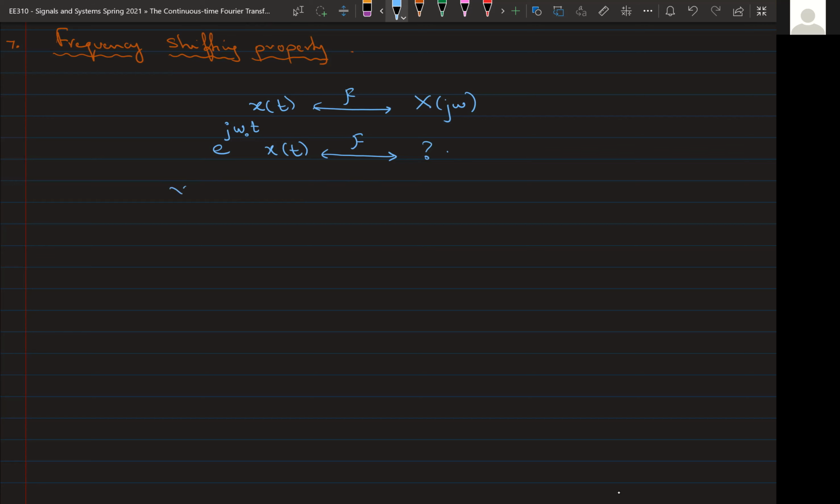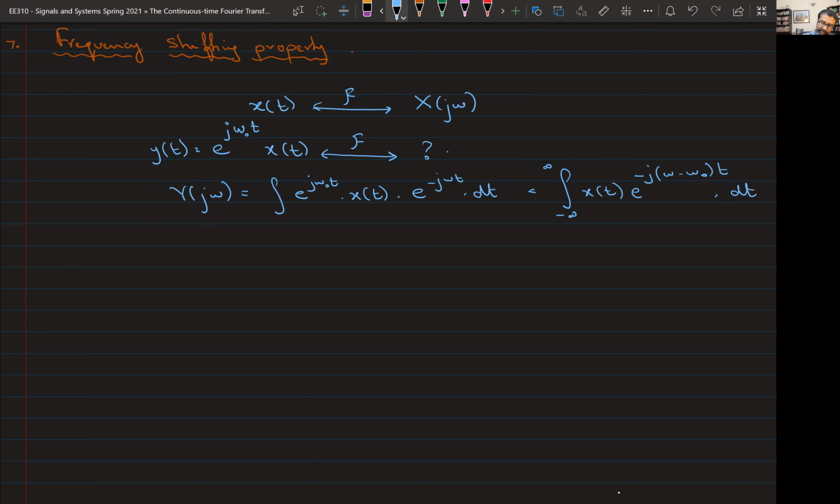We can verify this from rigorous analysis. Let's say this is y of t. Y of j omega, I just apply the definition, is the integral of e raised to j omega naught t times x of t times e raised to minus j omega t dt. This is the definition, and I just do some manipulations. This is x of t times e raised to the power minus j omega minus omega naught times t dt. And this is simply equal to what? This is indeed what Hassan said, right? X of j omega minus omega naught. Any questions here?